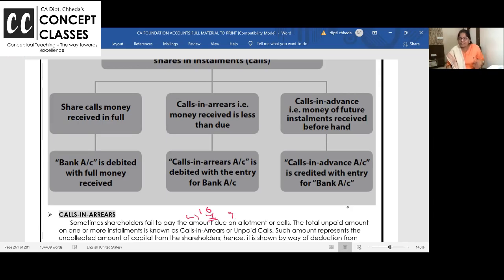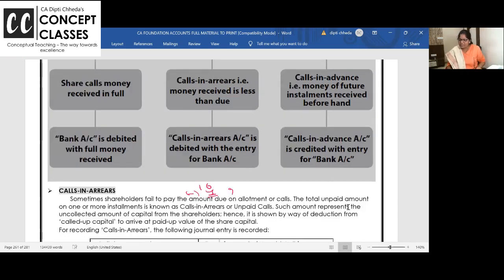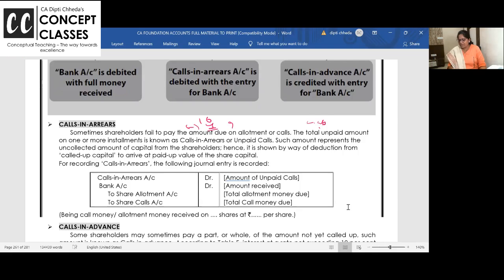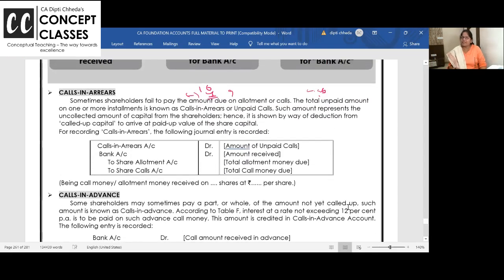Call in advance is received in advance. Any time subscription received in advance. Income received in advance is what? Income received in advance क्या है आपके लिए? So income received in advance is like a liability. So call in advance is credited, bank account is debited. You tell me first of all, is the term clear?